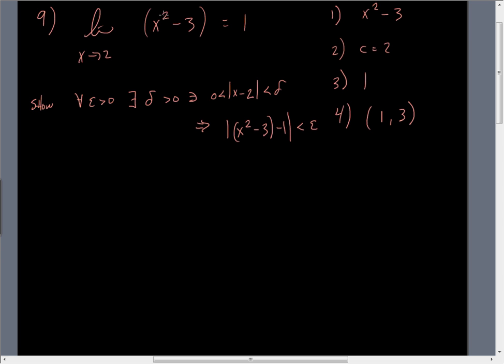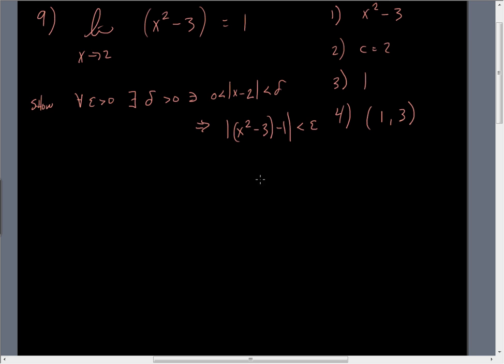So I believe we had a theorem about that, might be 1.3. And so number 1, our function is x squared minus 3. Number 2, we need a c value, which is 2. X tends to c. Number 3, we need a limit of 1. And number 4, we need an open interval, and so I chose plus or minus 1 on the center, which is c. And so that's 1, 3.